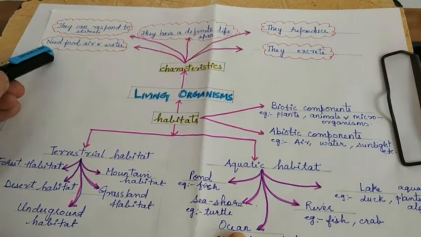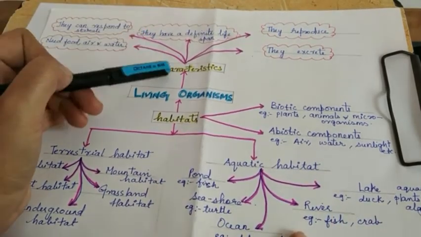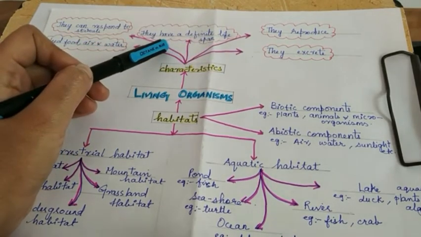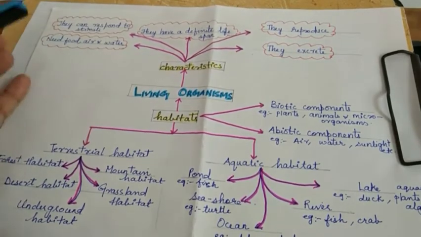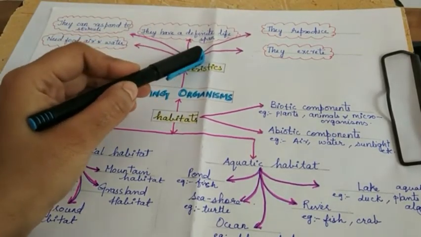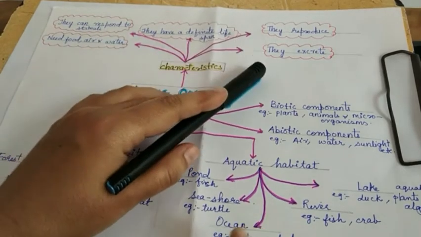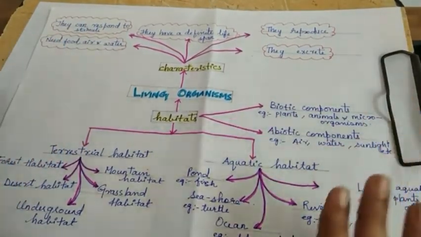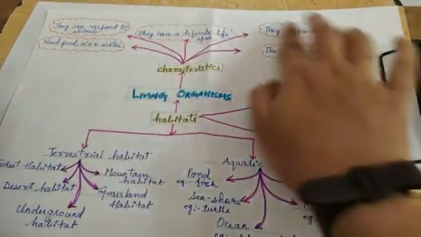And all living organisms need food, air and water. That is the second characteristic. Third, all living organisms have a definite lifespan. An average human being can live up to 70 to 75 years, compared to a plastic chair which can live forever. Living organisms have a definite lifespan. They reproduce, that is the fourth characteristic, and they excrete. What do you mean by the word excrete? To throw out waste materials from our body. All living organisms excrete.